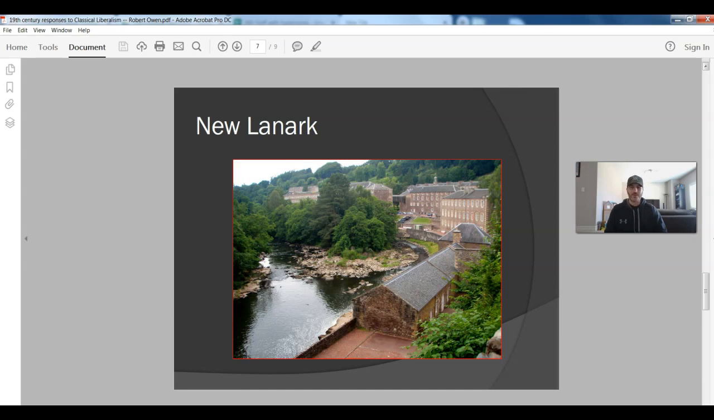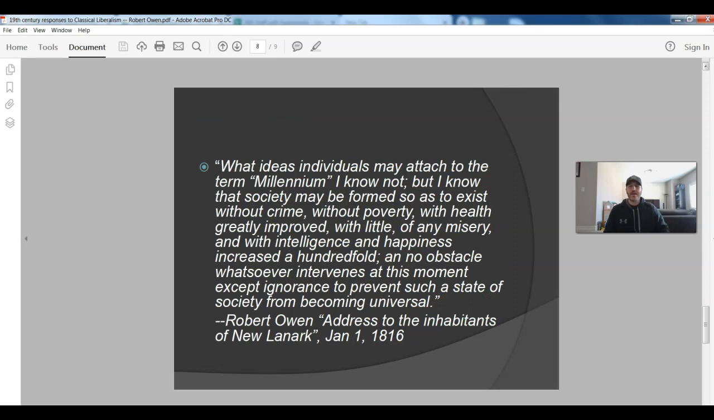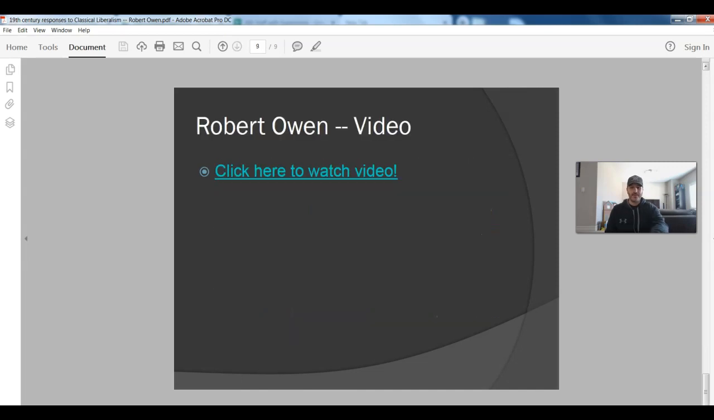This was so revolutionary. So here we have a quote from Robert Owen, and I know you guys can read, but basically what Robert Owen is saying here is that the world could be better, right? It doesn't have to be the way that it is, and the only thing preventing a much better world, as it says here, is ignorance, right? Ignorance is what is preventing us from making the world better.